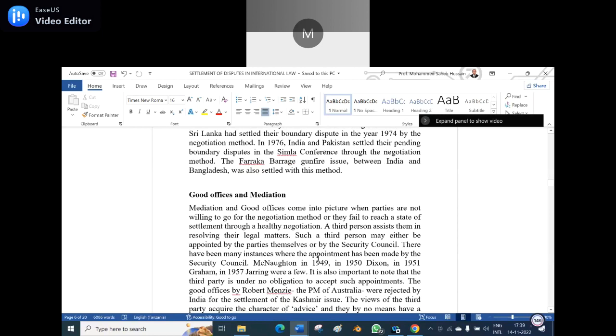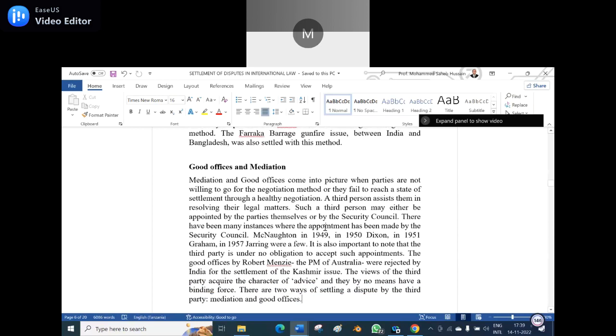Mediation and good offices come into the picture when parties are not willing to go for the negotiation method or they fail to reach a settlement through a healthy negotiation. When you want to negotiate, it should be fair. Generally, if the states are not that amicable, they would like to settle the dispute by amicable settlement, that is, peaceful means. A third person assists them in resolving their legal matters.